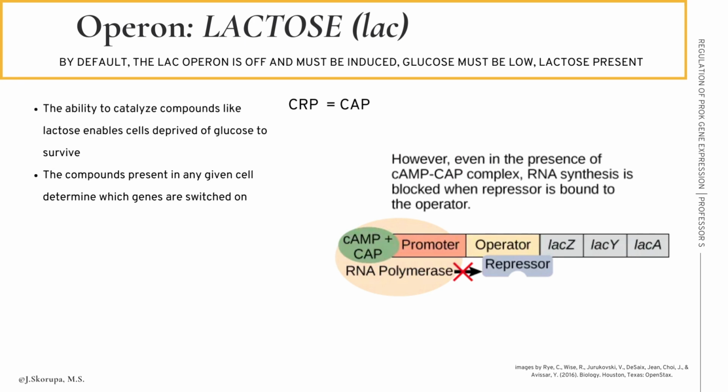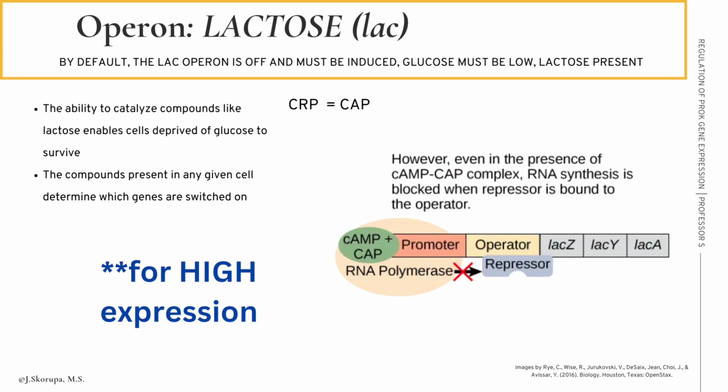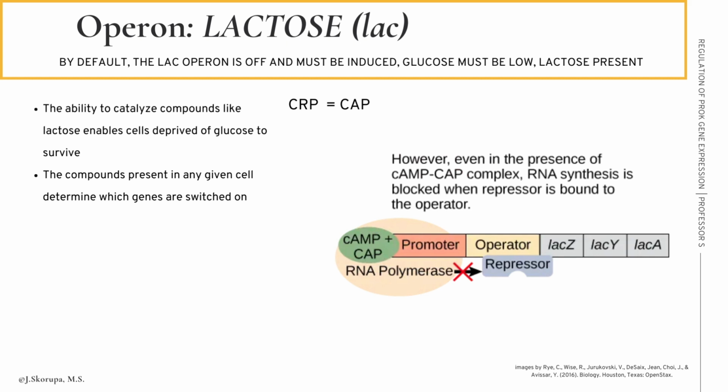However, notice what is happening in this final example. The CRP-cAMP complex is bound, but so is the repressor. So what is this telling us about what energy sources are present? We know there's no glucose because cAMP is present, but what about lactose? The repressor is still bound. This tells us that there is no lactose because there's no allolactose. Both things must be true, low glucose and lactose present, for the lac operon to be turned on.